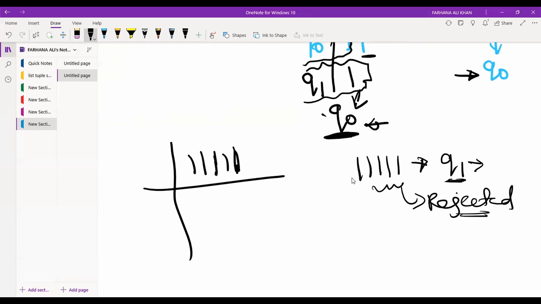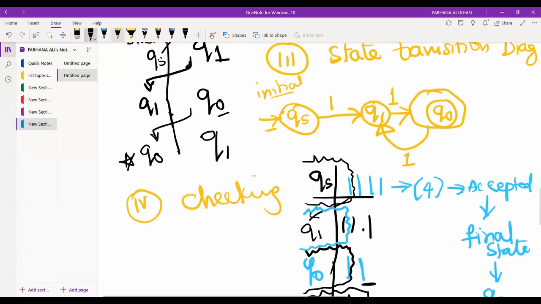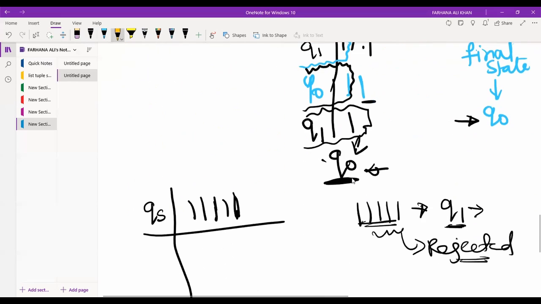That means we shall not end with the final state; we should end with a non-final state. Whenever we end the string in any non-final state, that means the string is rejected by the finite automata. So let us start. We have to start with QS. Now QS with 1, where are we going? With QS on 1, we reach Q1. So we write Q1. This is the resultant state. The remaining string is 1, 1, 1, 1.